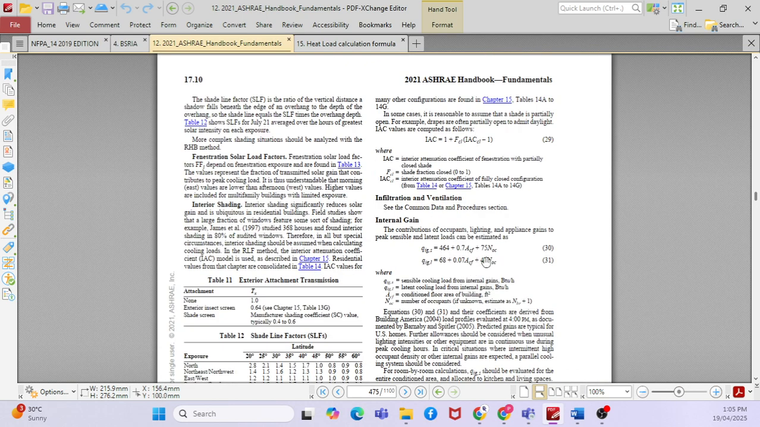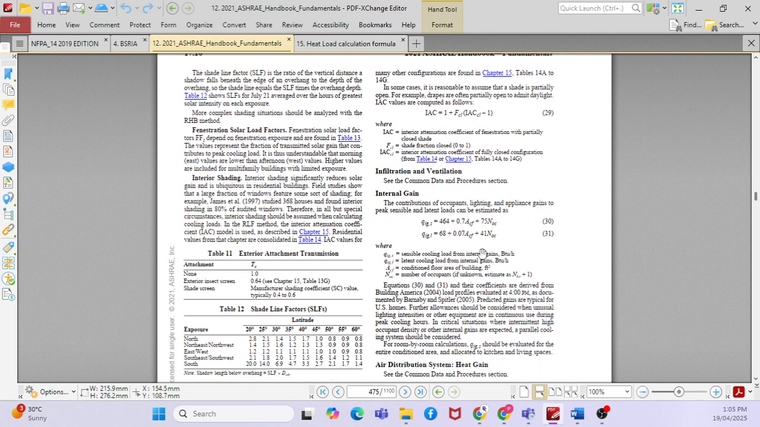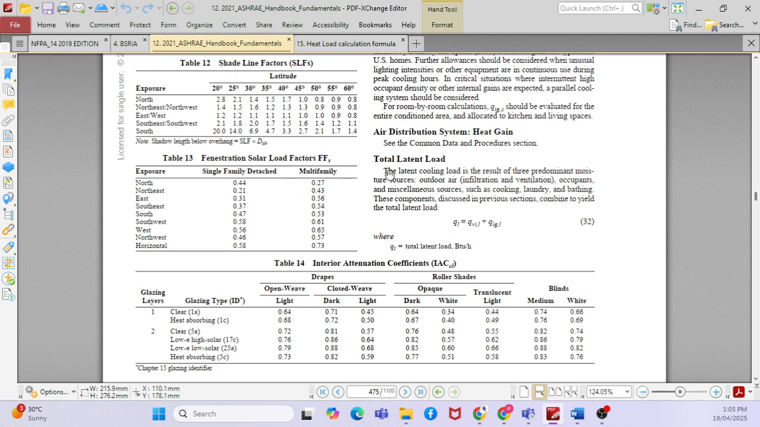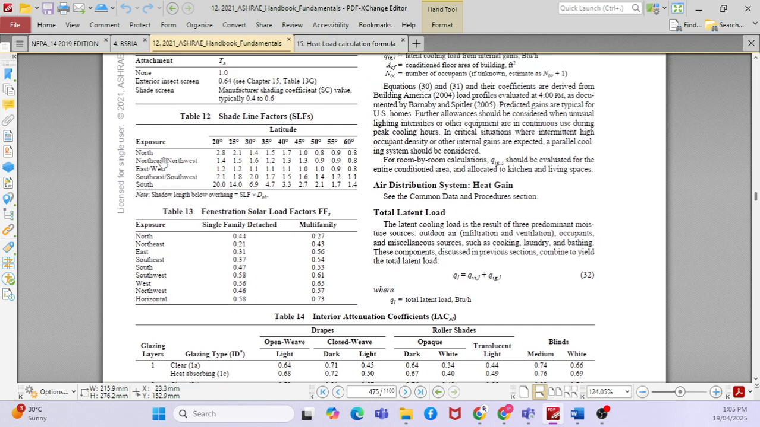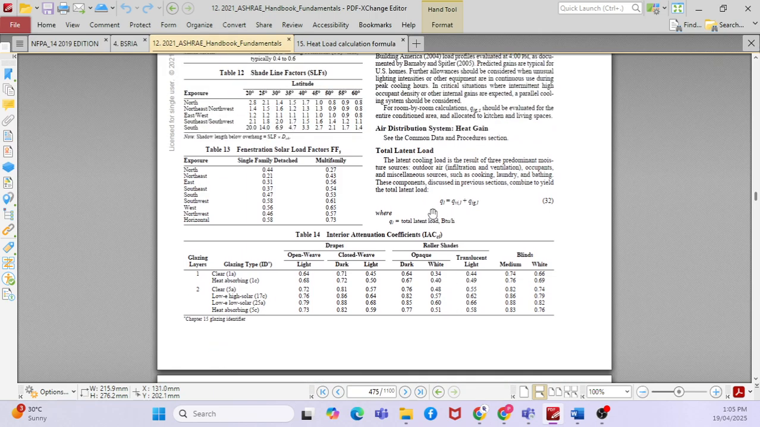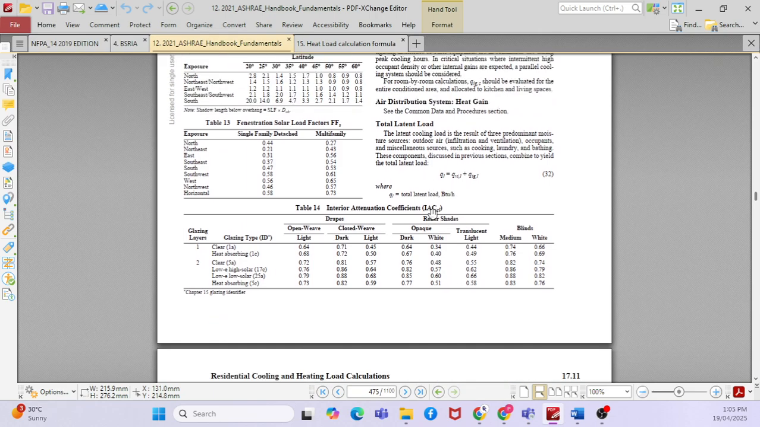Fenestration. Here you can see infiltration and ventilation, and internal heat gain: occupants, lighting, appliances. You can see the total latent load. What is the equation for the total latent load? Outdoor air plus the rest. You have different directions, northeast, northwest. What is this latitude? And what are the shade line factors? What do shade line factors mean? It is for glass.